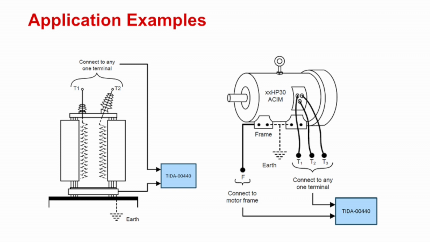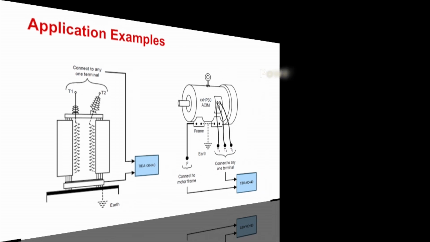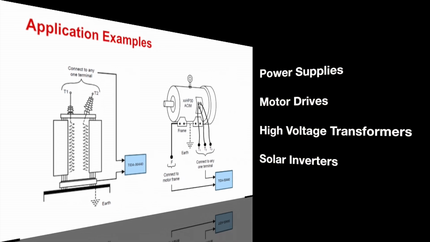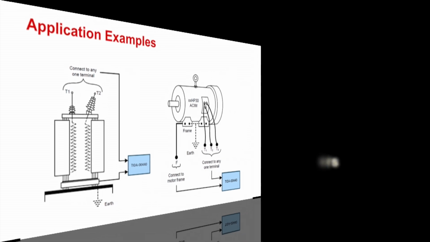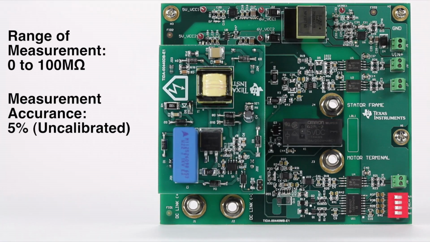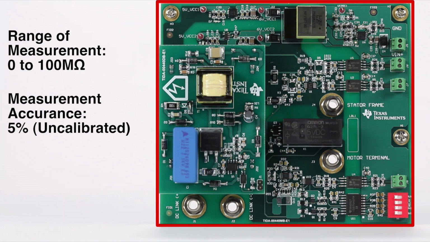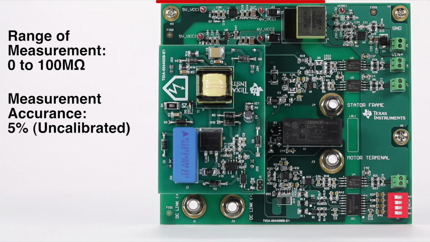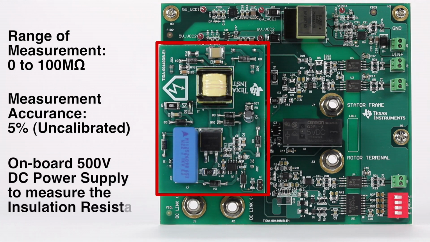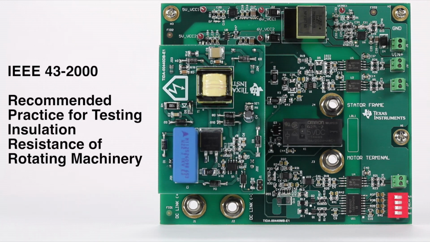Applications include all electrical equipment where maintaining isolation insulation is critical, such as power supplies, motor drives, high voltage transformers, and solar inverters. This reference design uses a mechanism to find leakage current and detect the failure in insulation using two boards. The main board, which is the signal conditioning circuit, and the daughter board, which has an isolated 500 volts DC supply. The test and insulation parameters are derived from the IEEE standard IEEE 43-2000.